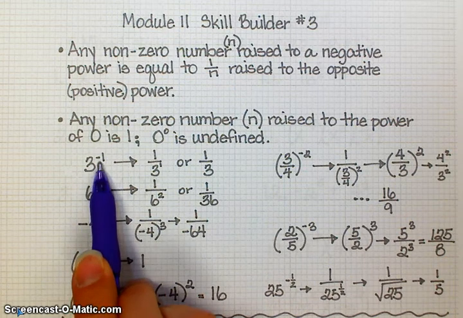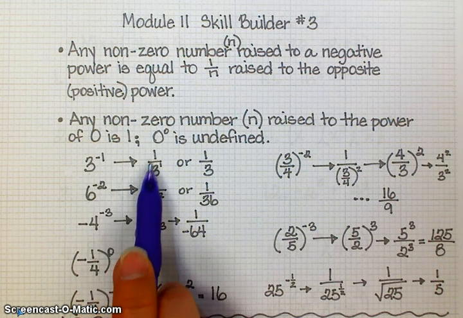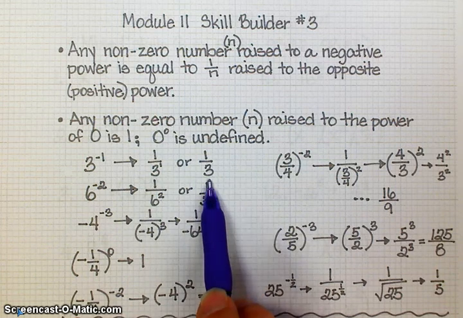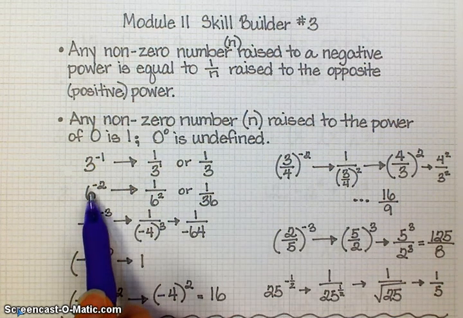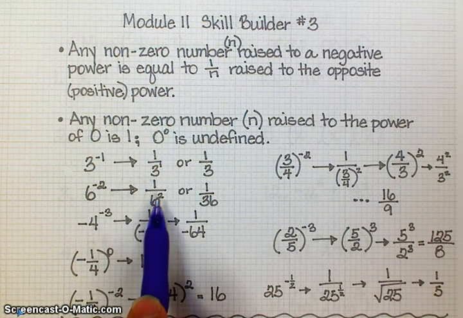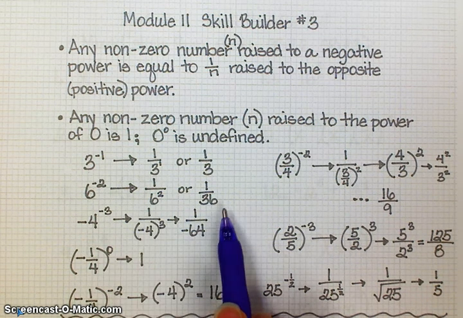So 3 to the negative 1 power is the same as 1 over 3 to the first power, which is 1/3. Okay? 6 to the negative 2 power is the same as 1 over 6 to the second power, which is 1/36.